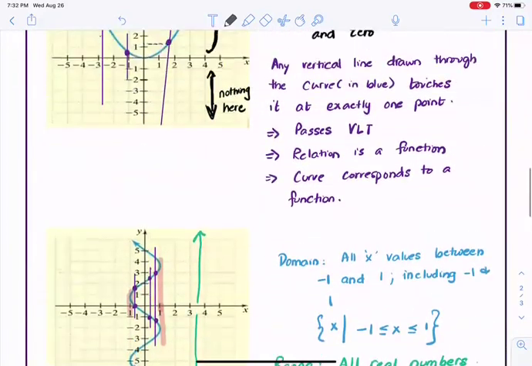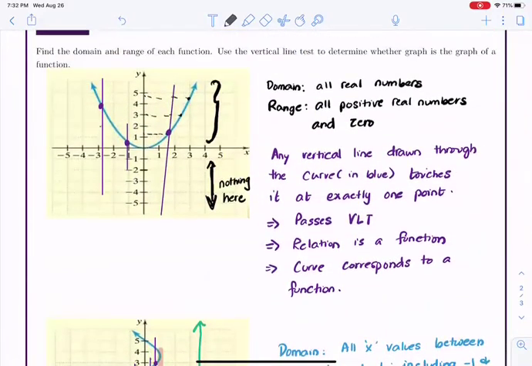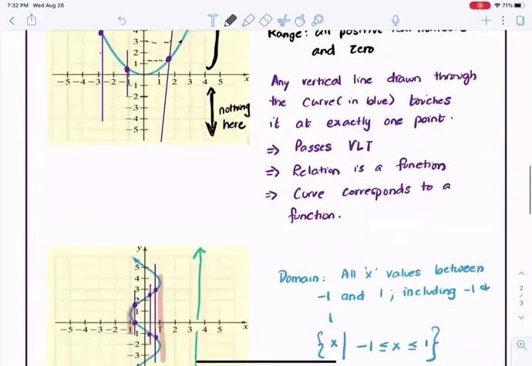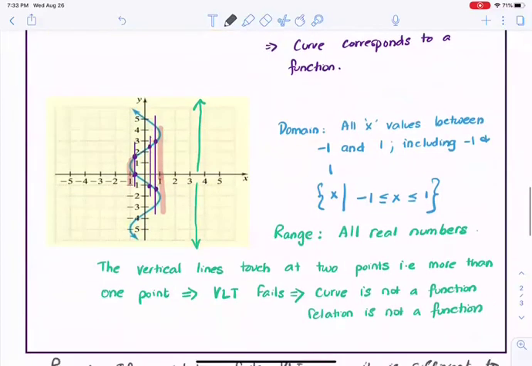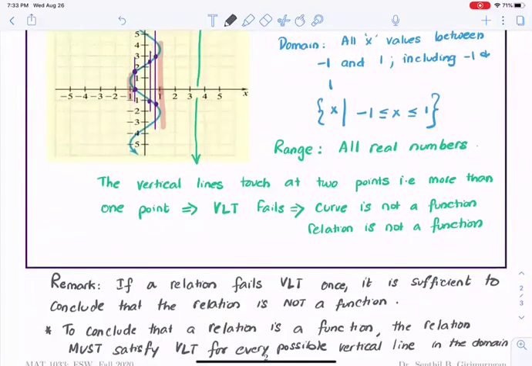So going back, again, if I move that line back and forth, for every single value of x, the vertical line would only touch the curve exactly at one point. So that is a function. But that is not the case here. It failed at one point, so automatically that cannot be a function. And that's what this remark means.